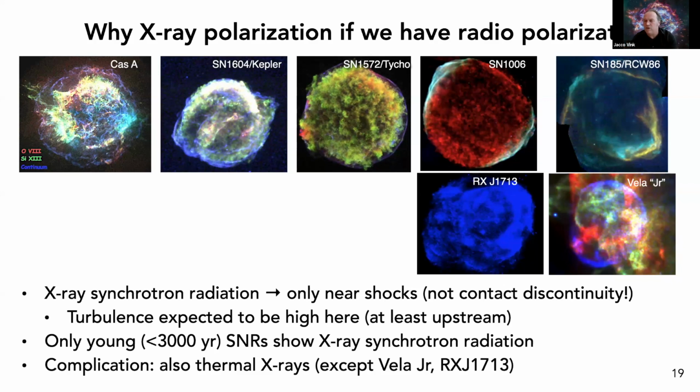So we have a much more direct probe of what is happening at the shock front instead of further downstream of the shock. The downside, of course, is that we can only probe this for relatively young remnants where the shock velocity is still 3,000 kilometers a second or more. And another observational problem is that in some of those remnants, a lot of the X-ray emission is actually thermal rather than non-thermal. So we always need to separate the thermal and the non-thermal emission.